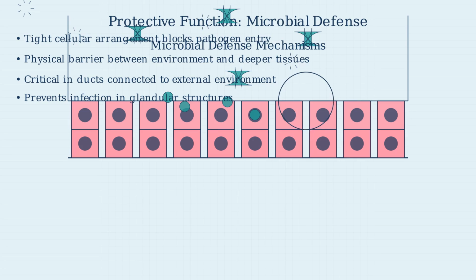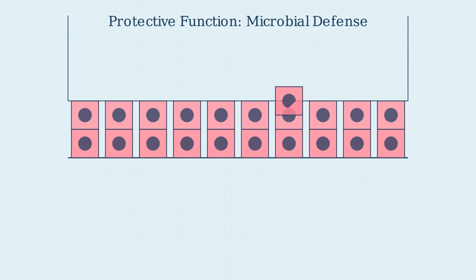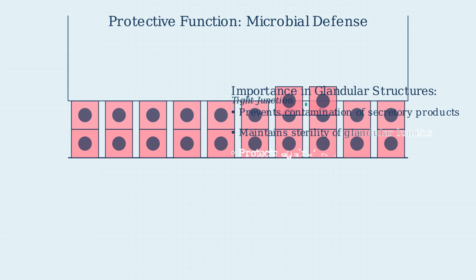Let's take a closer look at how this defense works at the cellular level. Tight junctions between cells form an essential component of this microbial defense system. This microbial defense is particularly crucial in glandular structures where ducts connect to the external environment. By preventing pathogen penetration, stratified cuboidal epithelium helps maintain the sterility of glandular lumens and protects deeper tissues from infection.